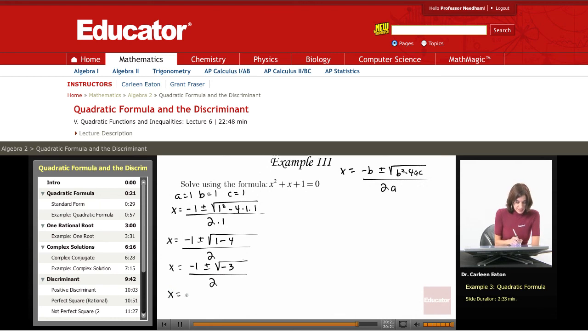Recall that I can simplify this to say that negative 1 plus or minus the square root of negative 1 times the square root of 3, over 2. And I'm going to recall that i equals the square root of negative 1. Therefore, x equals negative 1. I'm going to change this into i.